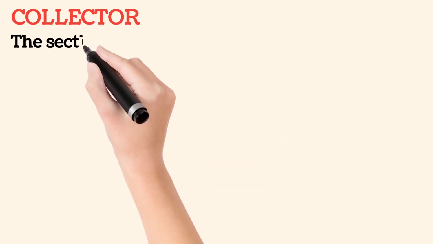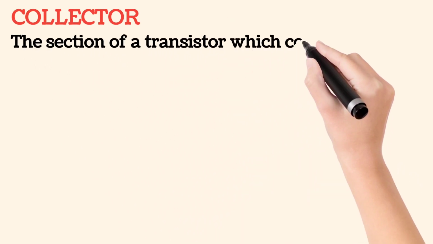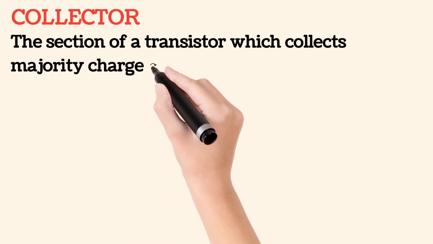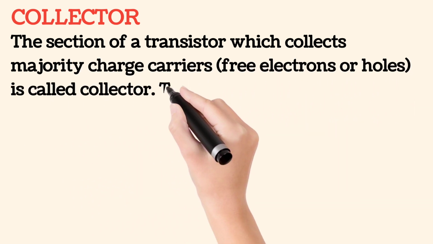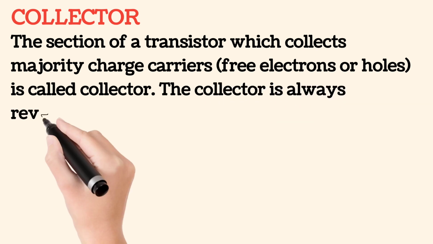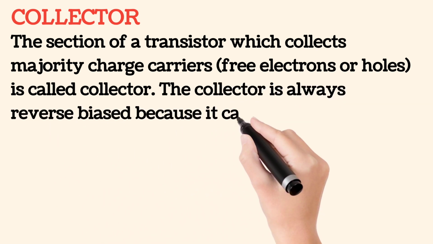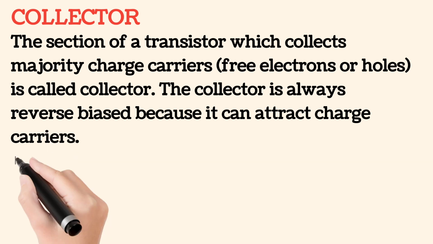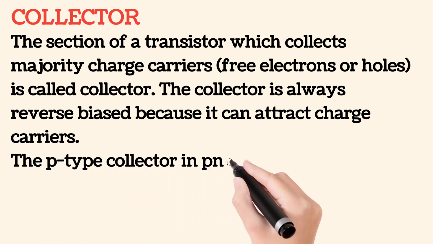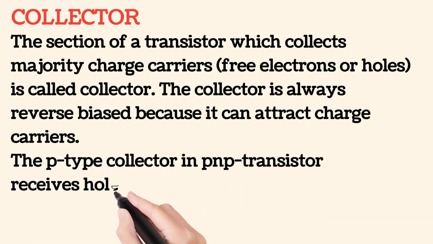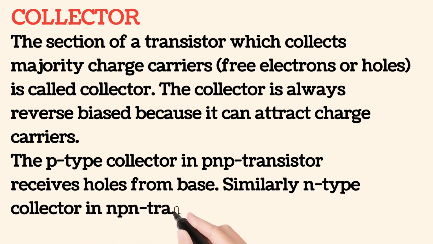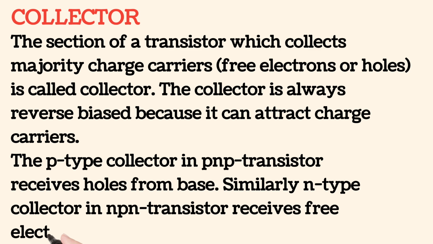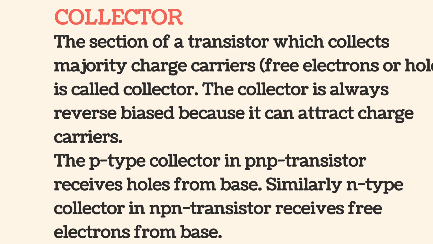Collector. The section of a transistor which collects majority charge carriers, free electrons or holes, is called collector. The collector is always reverse biased because it can attract charge carriers. The P-type collector in PNP transistor receives holes from base. Similarly, N-type collector in NPN transistor receives free electrons from base.